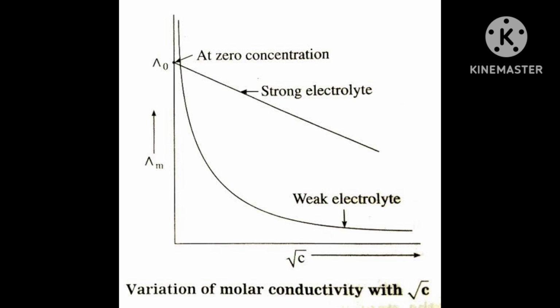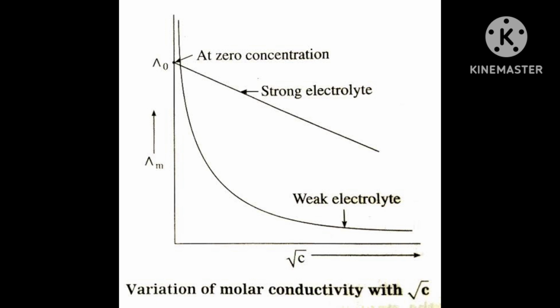Now suppose you know the value in centimeter square per mole, and you want to convert it into meter square per mole. Then with the same formula, 10 to the power 4 Siemens centimeter square per mole is equal to 1 Siemens meter square per mole. Then 1 Siemens centimeter square per mole is equal to what?